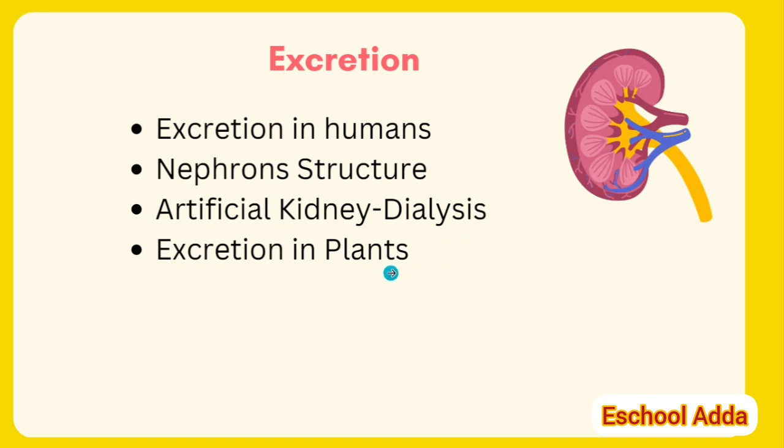Next, excretion in plants. We all know that plants respire, right? In the same way they excrete too. Waste materials like carbon dioxide, water vapor and oxygen are given out by the plants. Plants also get rid of excess water by transpiration. We will study how transpiration takes place and what the organ is that is responsible for it. Everything we will be studying here.